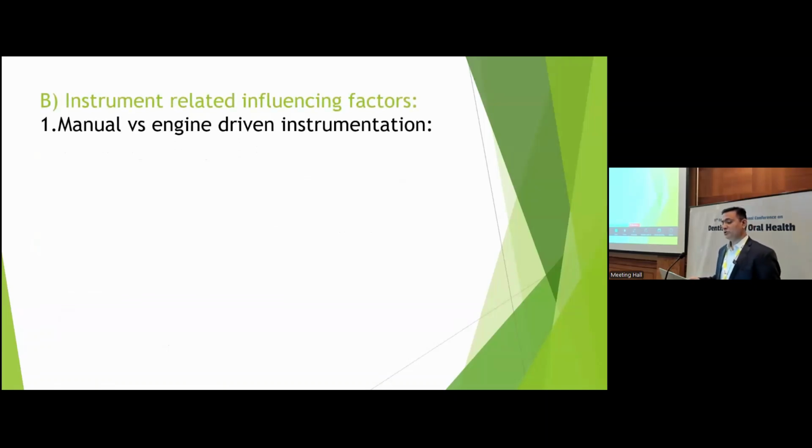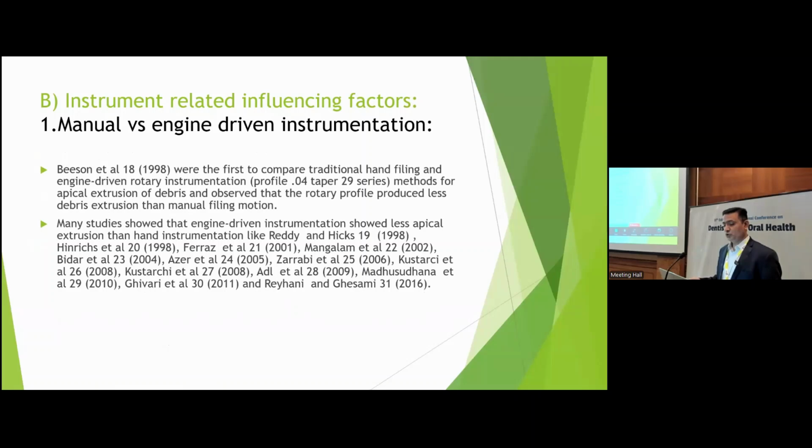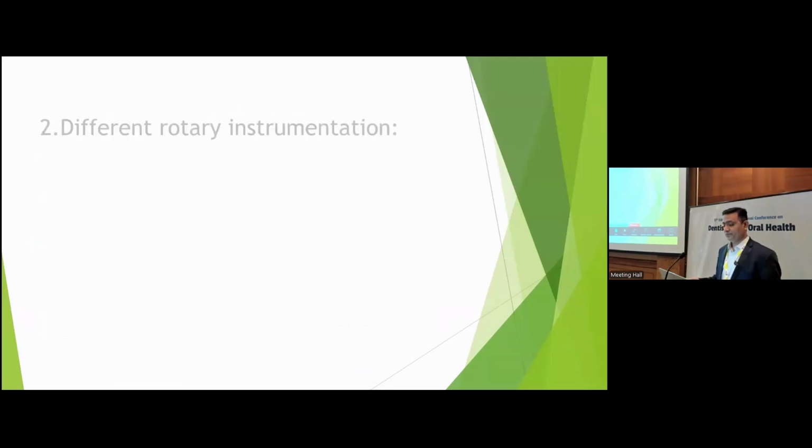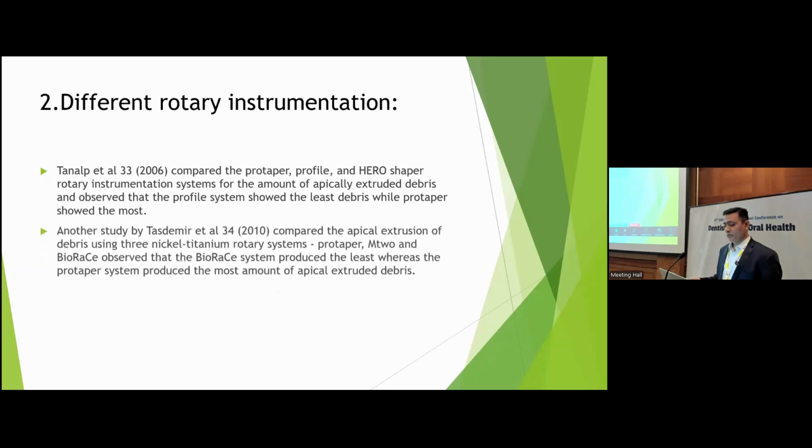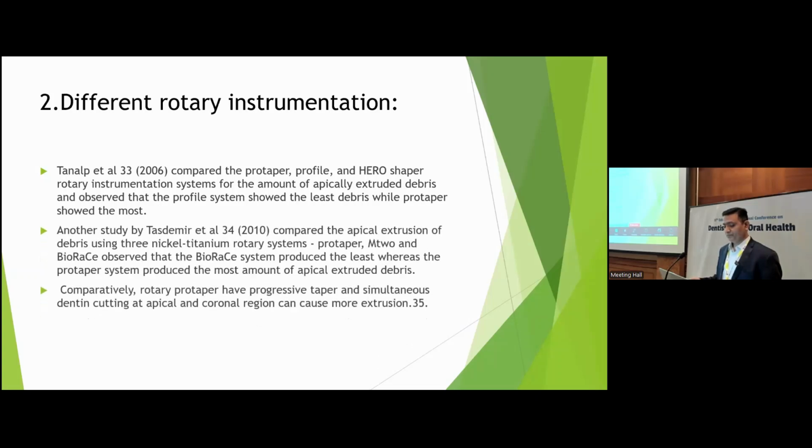Manual versus engine-driven instrumentation. Many studies have shown that manual instrumentation always has more extrusion than engine-driven instrumentation. Different rotary instrumentation: ProTaper, ProFile, and HeroShaper were investigated for this. This showed that ProTaper produced more debris than the other instruments, because the progressive taper and simultaneous cutting efficiency of the ProTaper gives more extrusion periapically.